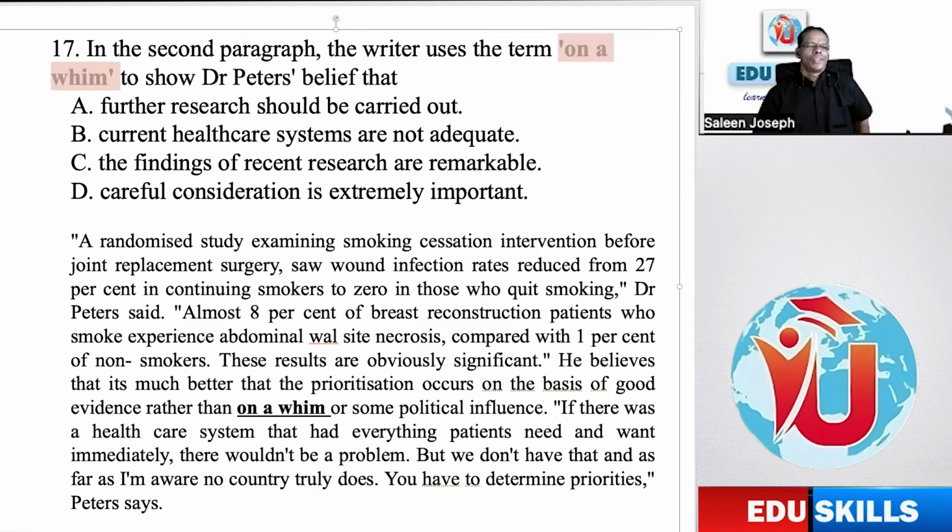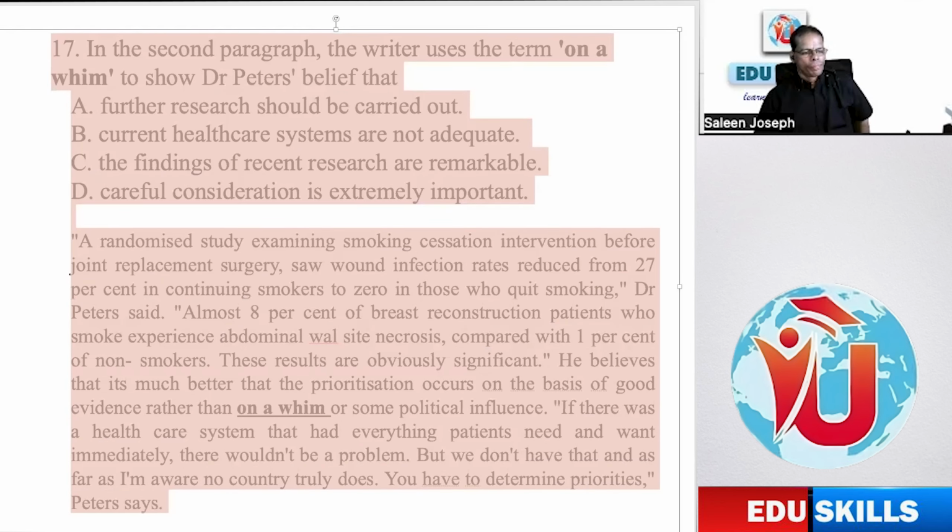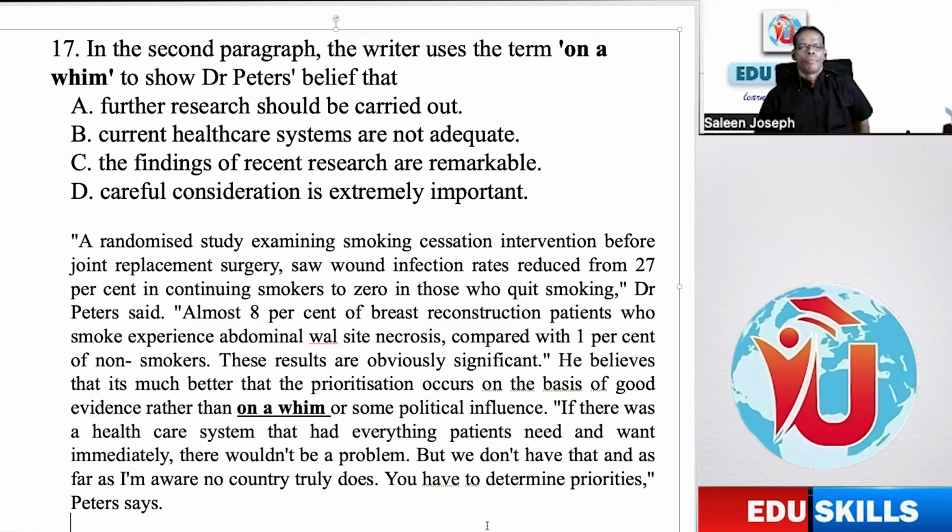Now let's listen to this. Then you will understand what is the meaning. 17. In the second paragraph, the writer uses the term on a whim to show Dr. Peter's belief that A. Further research should be carried out. B. Current healthcare systems are not adequate. C. The findings of recent research are remarkable. D. Careful consideration is extremely important.